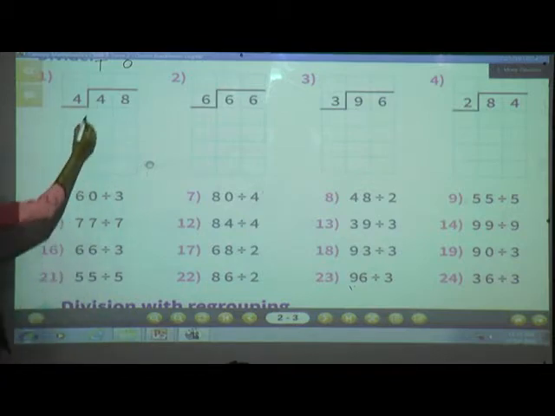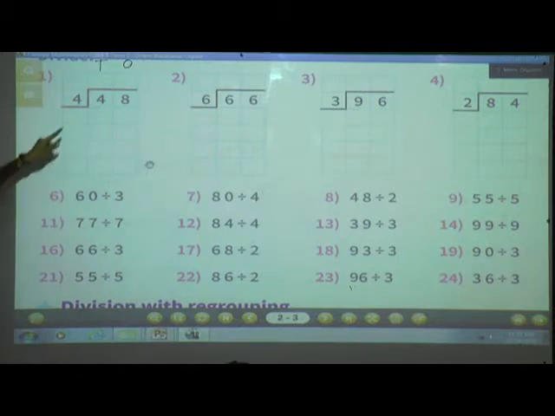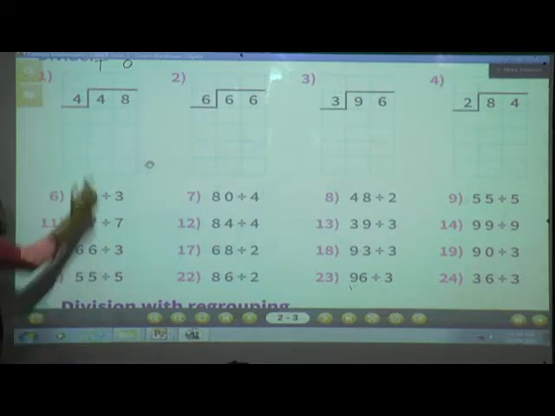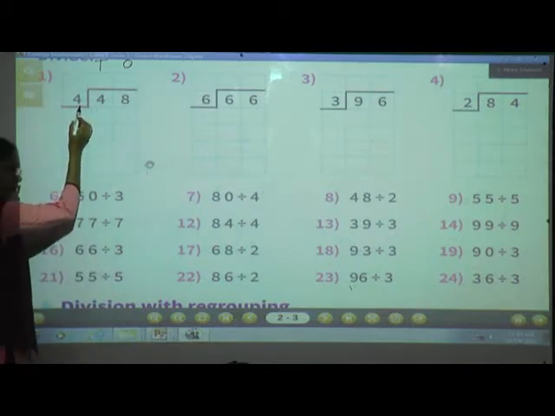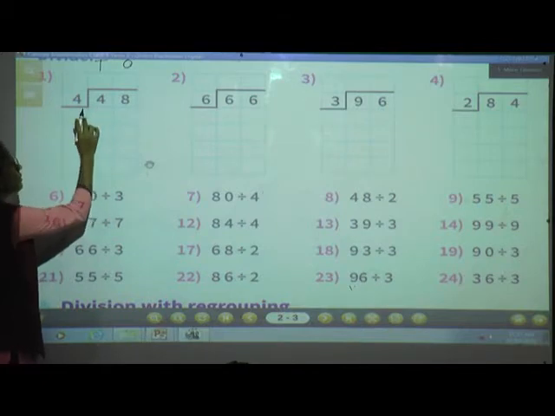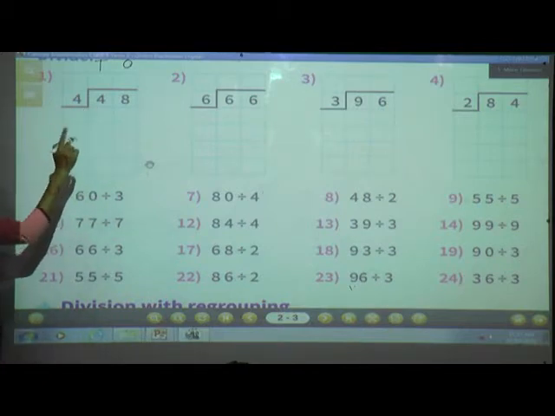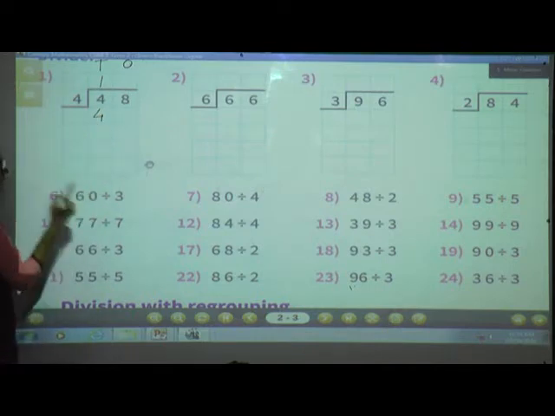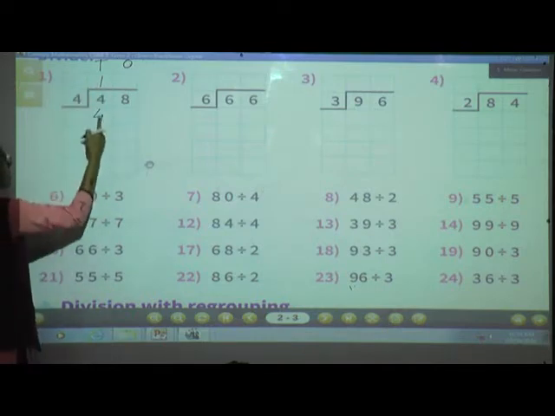Now see here, first we have to do 4 divided by 4. This is the first step. Now see, in the 4, how many 4s are there? Only one 4 is there. 4 ones are 4. You have to say and write: 4 ones are 4.